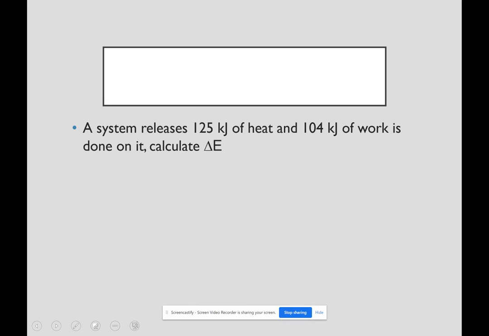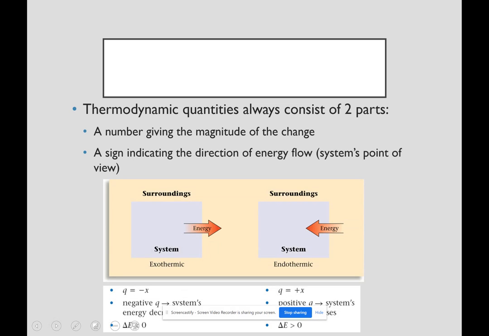I'm going to skip this slide for just a second and go here because this is important to being able to answer the question on the other side. So thermodynamic quantities always consist of two parts. A number giving you the magnitude of the change. Is it 2 joules that are transferred or is it 2,000? And then a sign indicating the direction of energy flow. This again is always from the system's point of view.